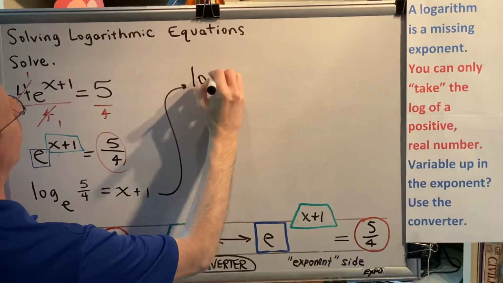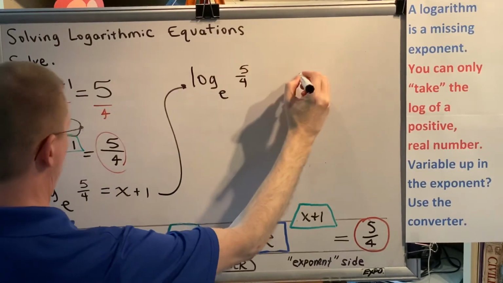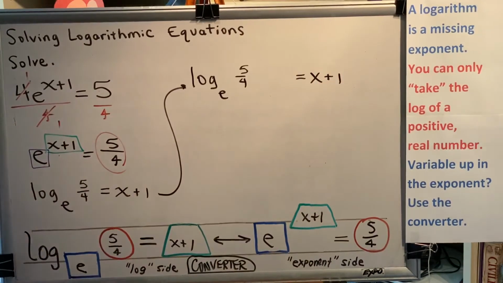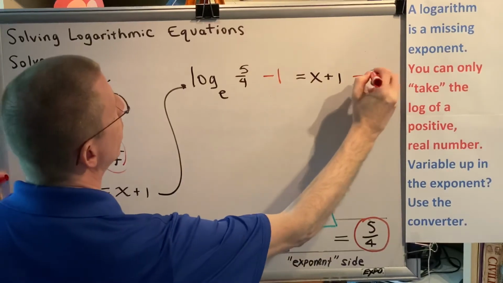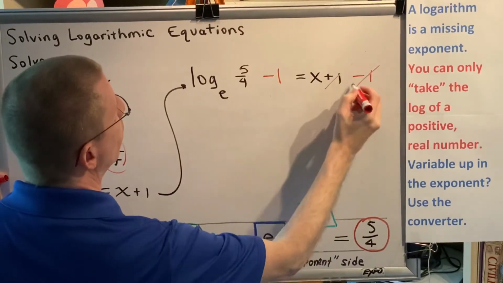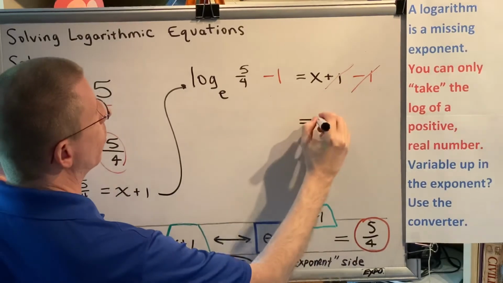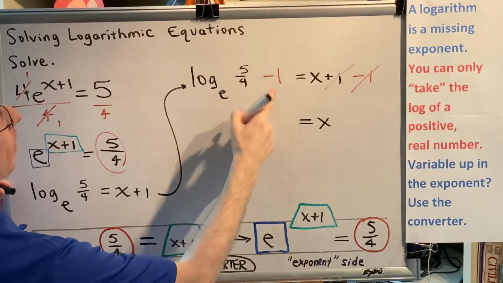So we have log base e of 5/4 equals x plus 1. And we're going to subtract 1 on both sides. So minus 1 here and minus 1 here. This plus 1 and minus 1 will cancel to 0, because when you add or subtract the same value, that cancels to 0. And this tells us what x equals. X equals log base e of 5/4 minus 1.